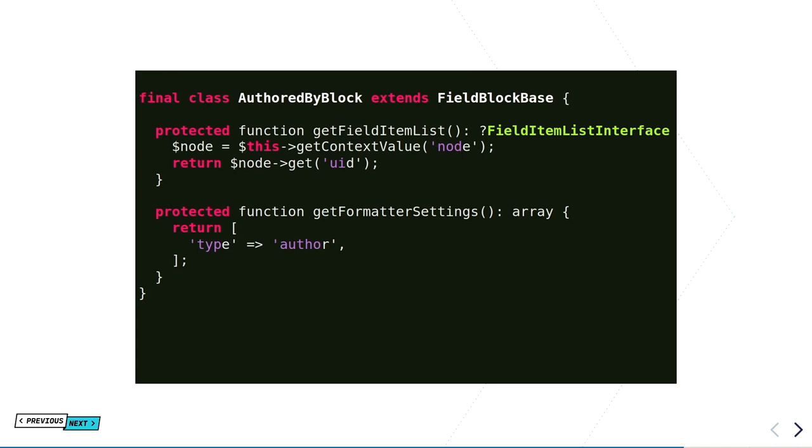So if we see that in action, it's the authored by block that we talked about before. It extends our abstract class that we just looked at. And we're implementing getFieldItemList, where we're getting the node. And then from the node, we're simply returning the user ID. And then in getFormatterSettings, we're not really doing much. We're just setting the type to author. Author was one of those formatters that we looked at before. So we're just setting it to a default value.